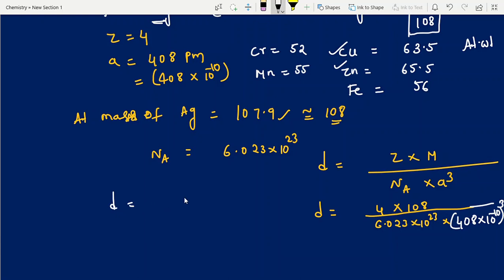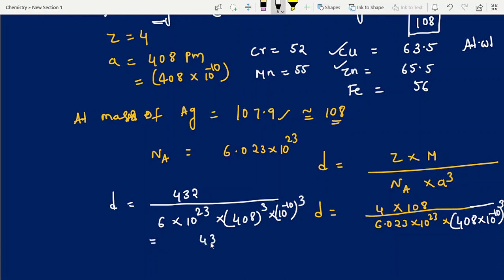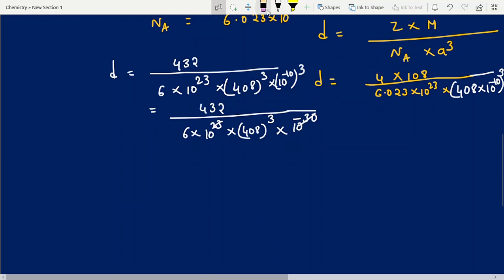So 4 into 108, we have to simplify here, students. You will get here 432. 432 by 6.023. Take it as 6, simplification is easy. 6 into 10 to the power of 23 into 408 whole cube, into 10 to the power of minus 10 whole power 3. That means add 3 times, so 10 to the power of minus 30. These two get cancelled.